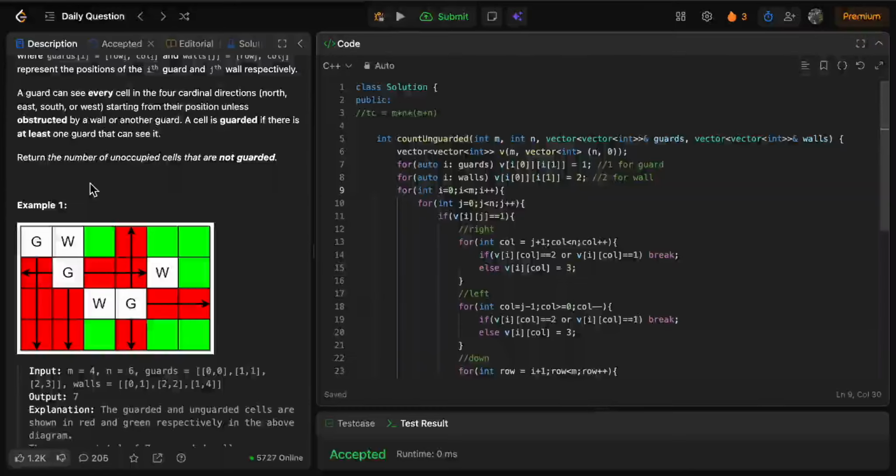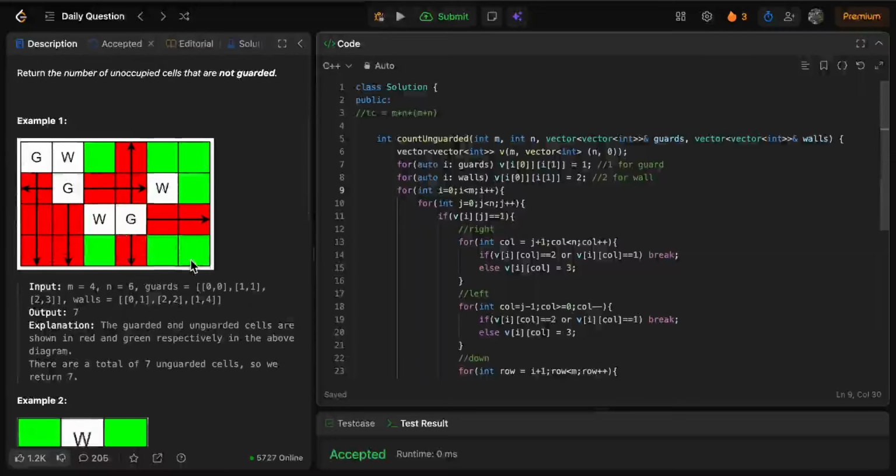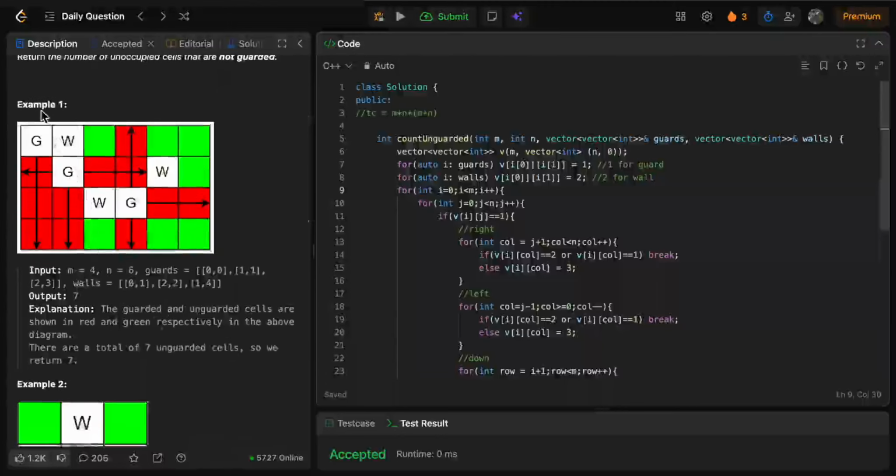So what the problem statement is saying is that you are given a 2D matrix, and in each cell there is a guard, or a wall, or an unoccupied cell. You have to tell the number of unoccupied cells that cannot be seen by any guard, and obviously are not a guard or a wall cell. So where can the guard see? A guard can see in the four directions, that is east, west, north or south. So let's understand it with the example test cases.